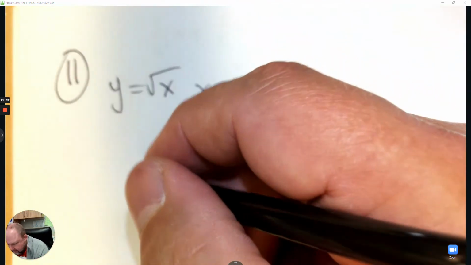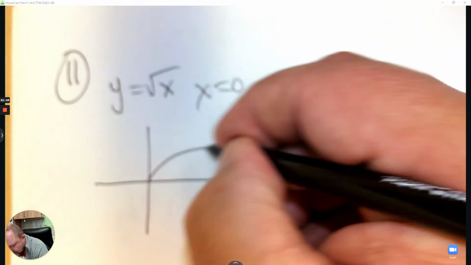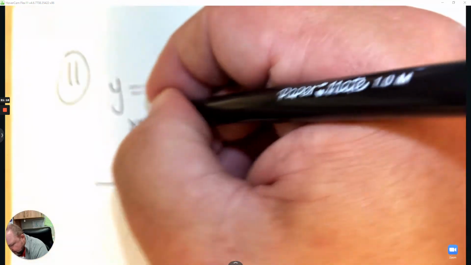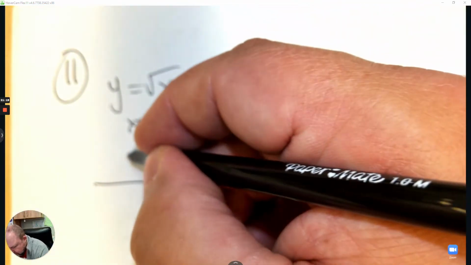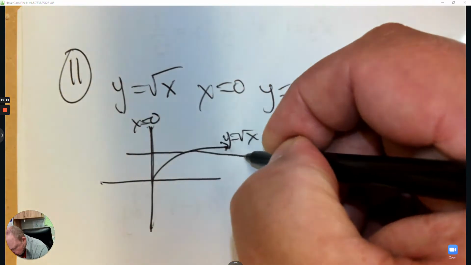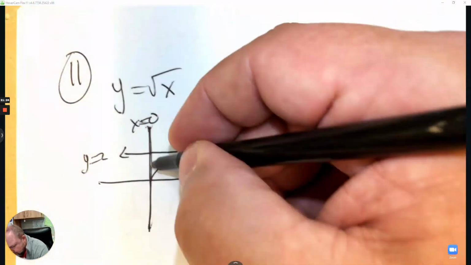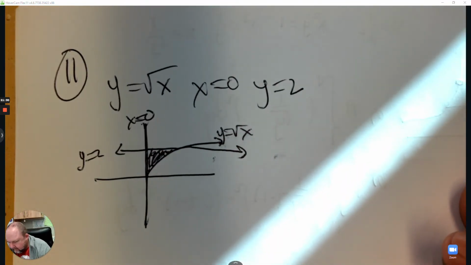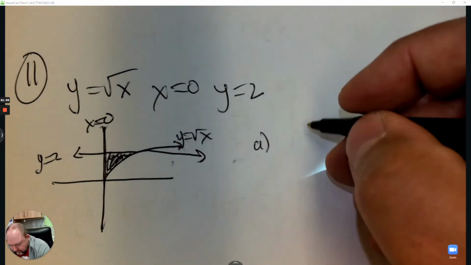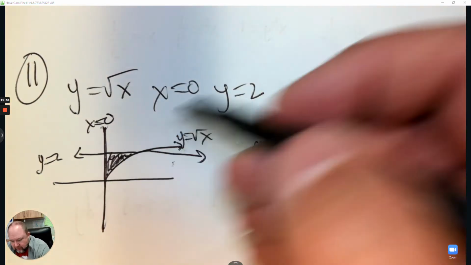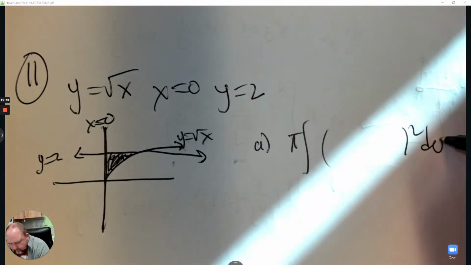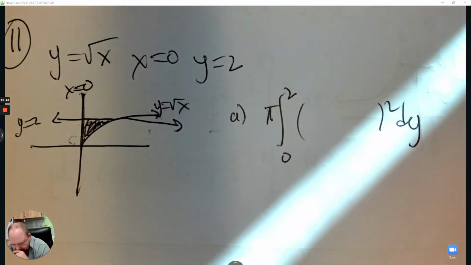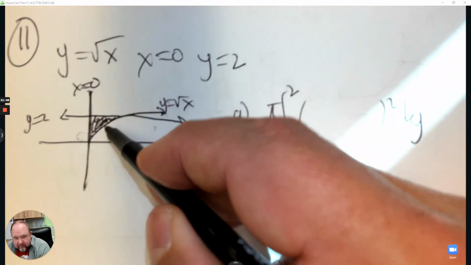Step 1 is we're going to graph this. So we have the square root of x. We have x equals 0 and y equals 2. So it's right there. And then it says A, revolve it around the y-axis. So this is bounded to the y, one circle. It's y's. So the bottom y value to the top is 0 to 2. And then it's right, subtract left.